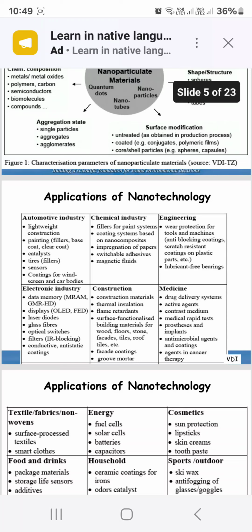Basically, I'm very much inclined towards medicine, like drug delivery systems, active agents, and contrast systems. These are also used as fillers because they are inert and not harmful. When we inject these nanorobotics or nanomedicines, they have optical properties, so we can use photoluminescence, in the case of silicon, to trace the path of the route through which it is passing in the body.